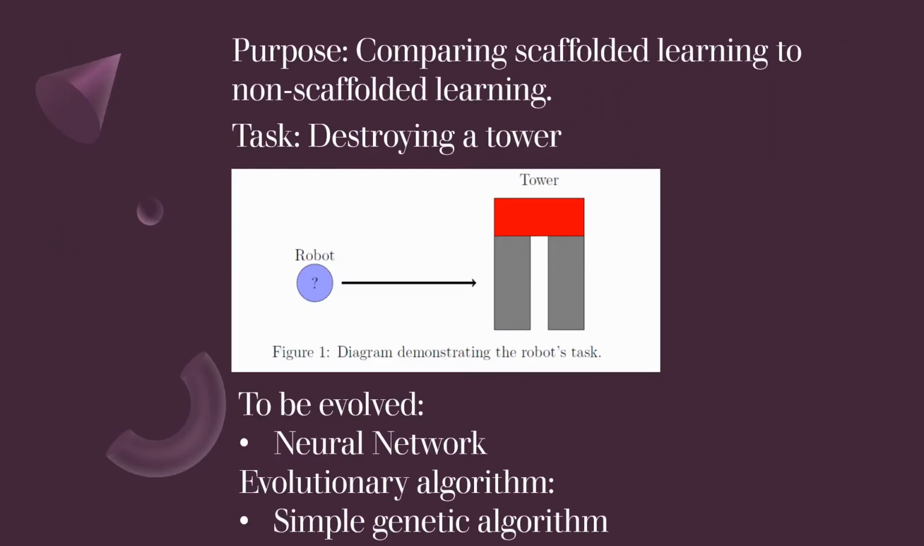The purpose of this experiment is to compare two different approaches to evolving a robot that can destroy a tower, either scaffolded learning or non-scaffolded learning. The thing that we're evolving is a neural network controller of the robot, and the evolutionary algorithm I'll be using is a simple genetic algorithm.